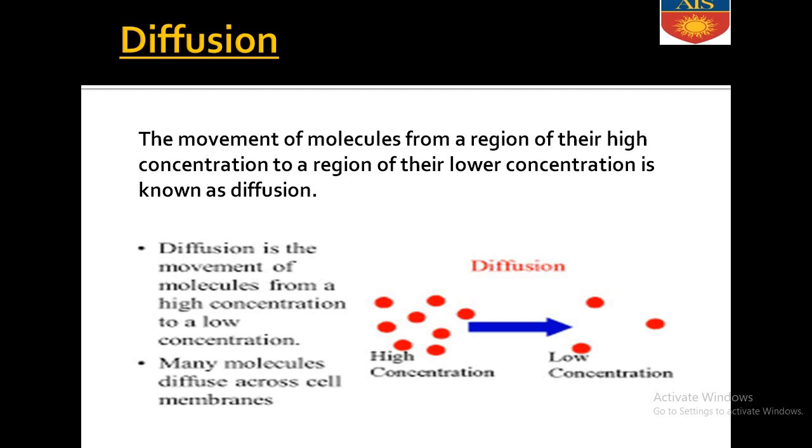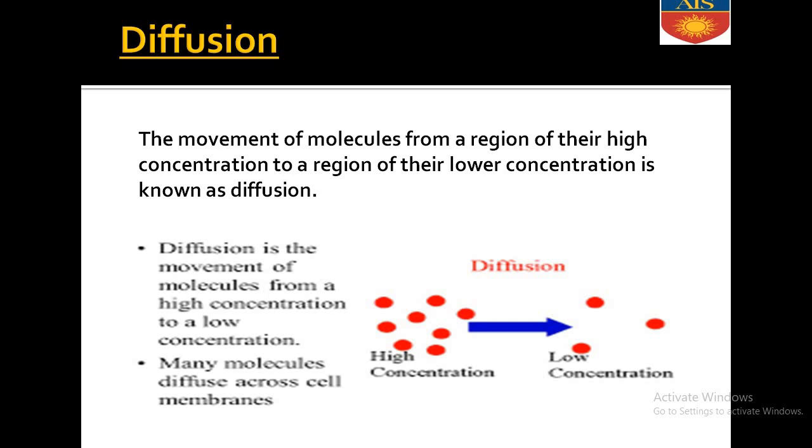Now what is diffusion? Diffusion is the movement of molecules from the region of its higher concentration to the region of its lower concentration. Now why have I given stress on "its"? Because it is not like that it will flow from higher concentration to lower concentration. No, this statement is wrong. It is from the region of their higher concentration, or its higher concentration.